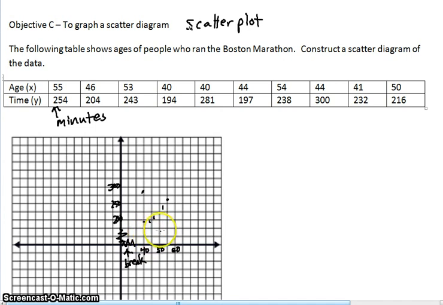And it's not going to be perfect, but it's close. 54 and 238 is going to be right about here. 44 and 300 is right here. 41 and 232 will be right about here. 50 and 216 will be right about here. So this is my scatter plot, or my scatter diagram. The only thing else that I have to do is just label these. So this is my age, and this is my time. And there is your scatter diagram.